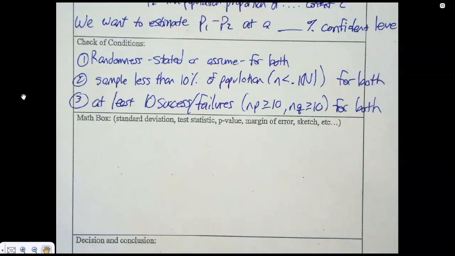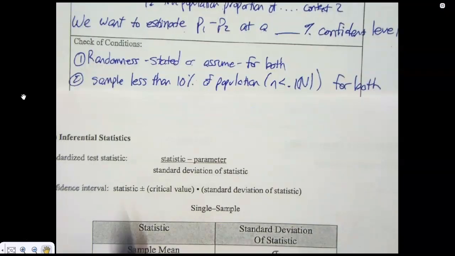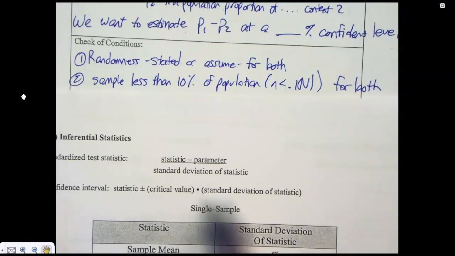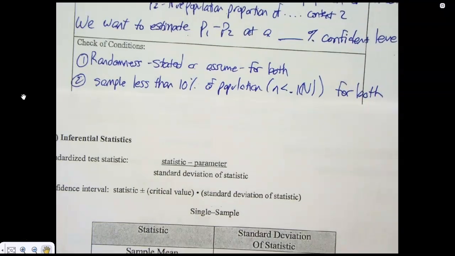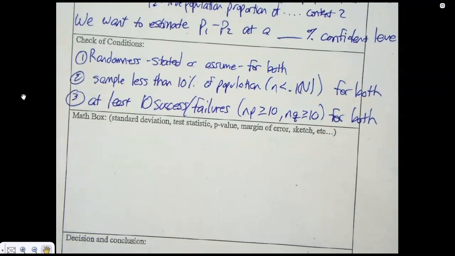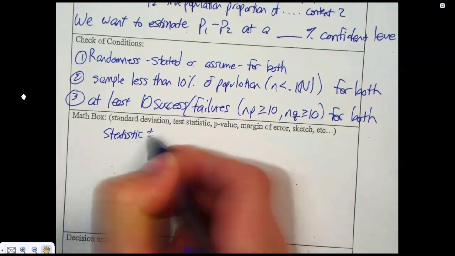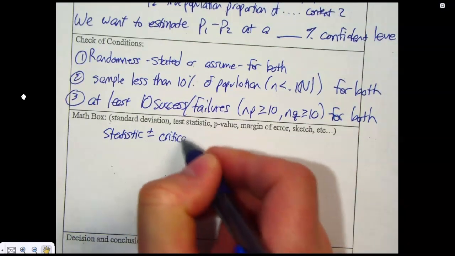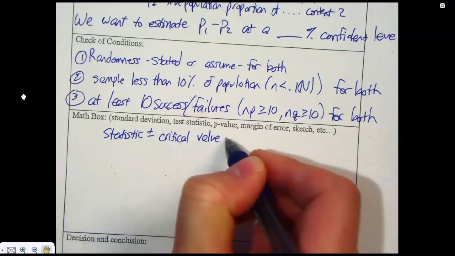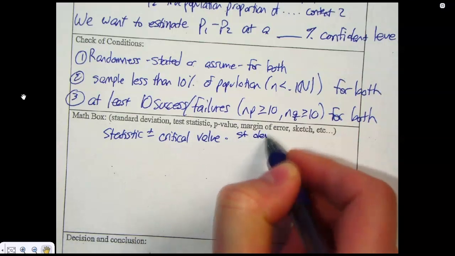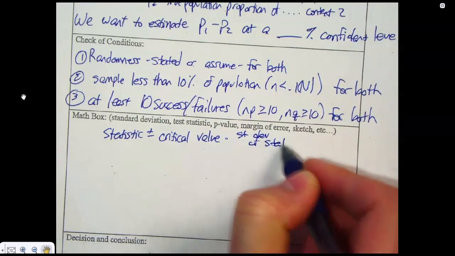And then remember this general starting point: statistic plus or minus critical value times standard deviation of statistic. That's how you start all of these. So statistic plus or minus critical value times standard deviation of statistic.